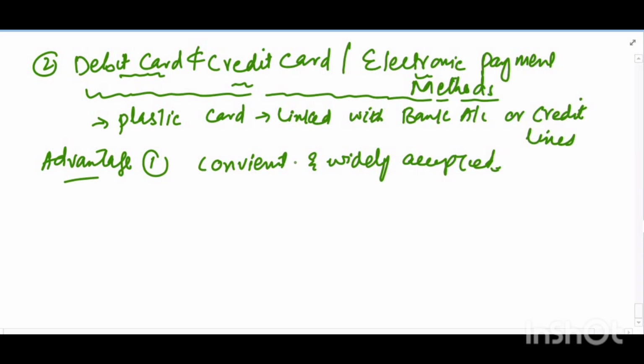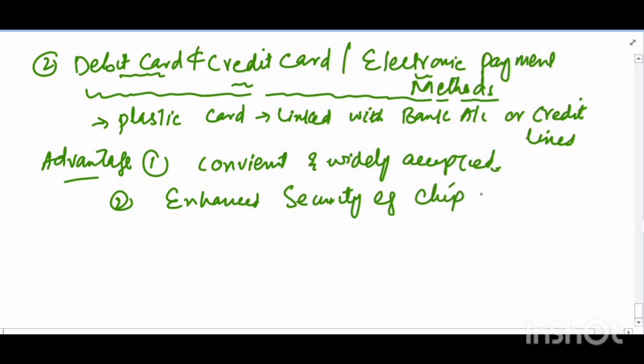Okay. The second advantage of this method is enhanced security. There is no risk of losing the money because the money is inside the bank and you're just using the linked card, debit card, or credit card. It's secure because there is a chip and a pin when you are using this card. Clear? So this will enhance the security.